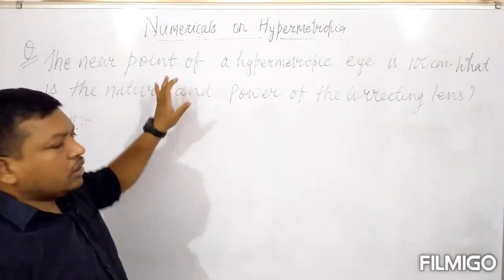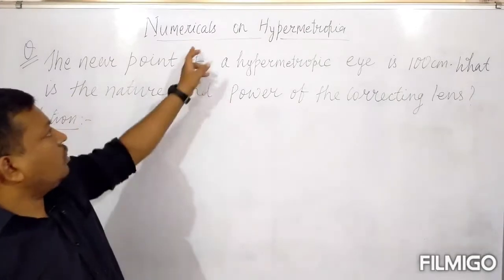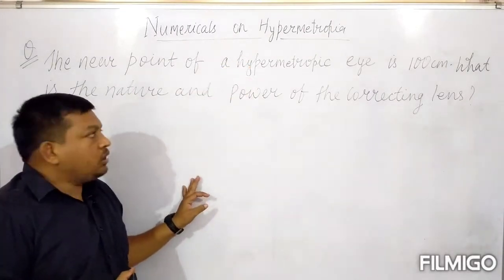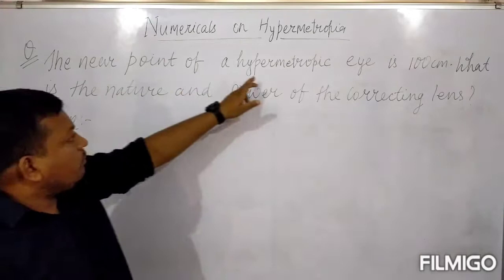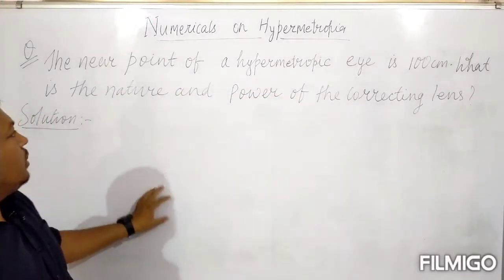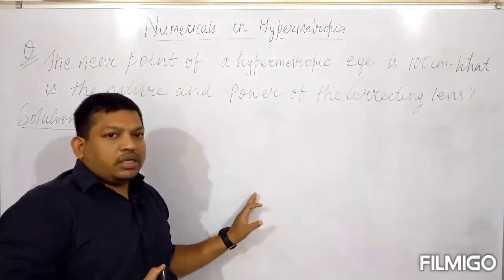So this question is based on numericals on hypermetropia. Let us start. The near point of a hypermetropic eye is 100 centimeter. What is the nature and power of the correcting lens?